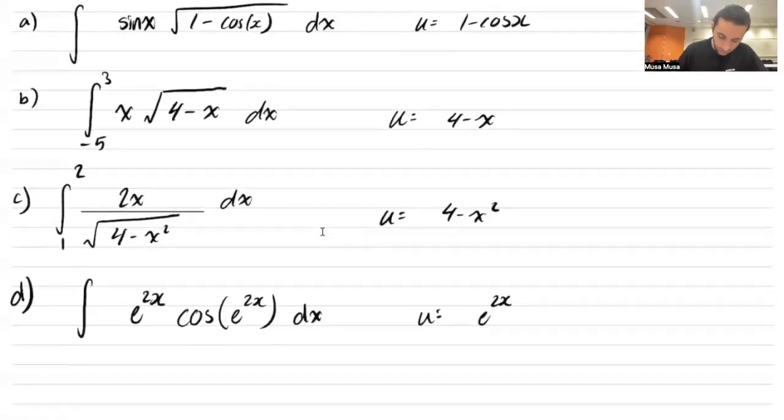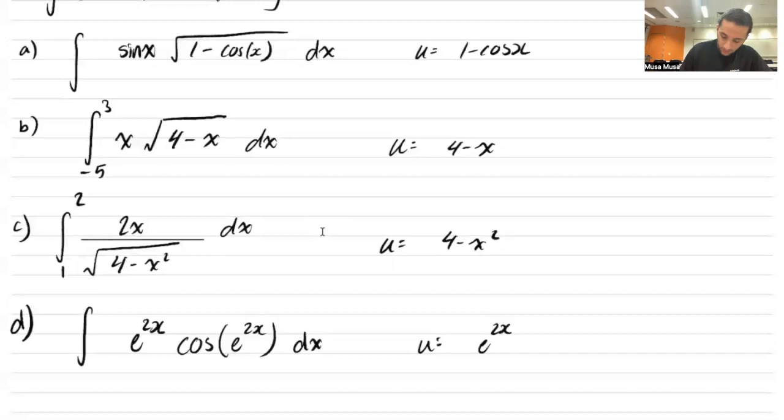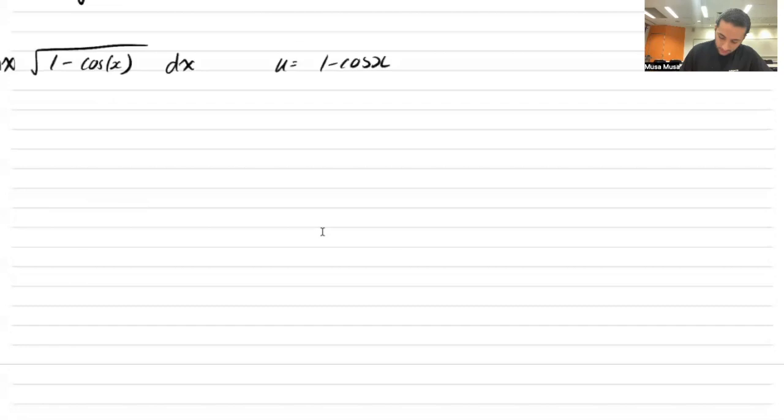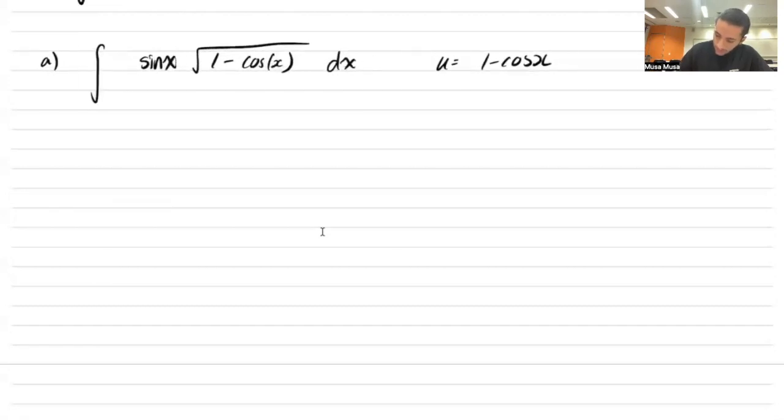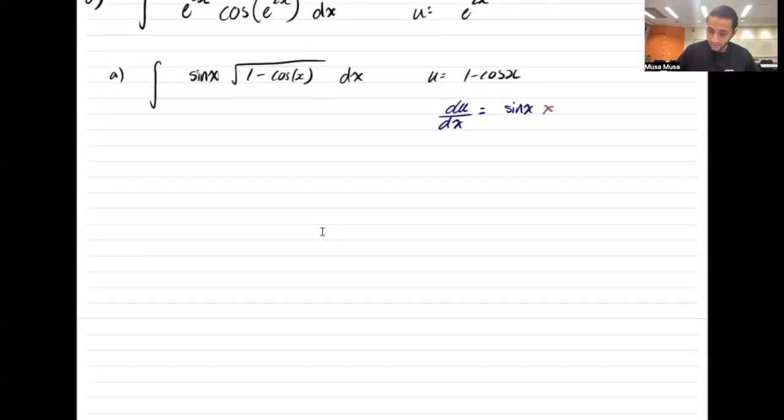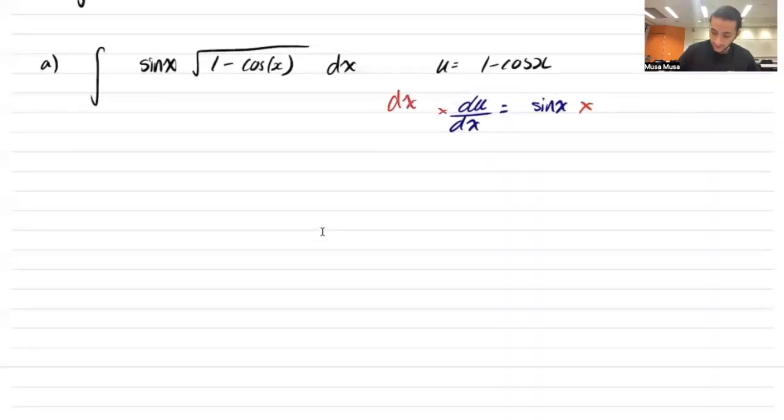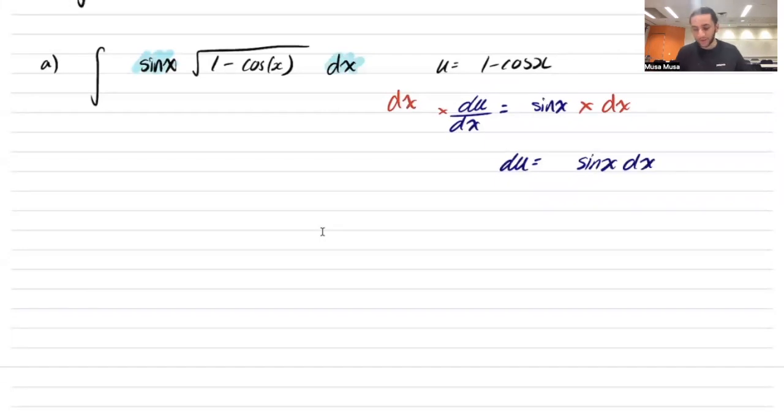Unpause. So for the first one, A, we're going to let u equal 1 minus cos x. So let's take that down to here. If that's that, we can find du dx. The derivative of 1 minus cos x is going to be positive sine x. Multiplying both sides by dx, we're going to get du equals sine x dx. Seems like we have a replacement for this sine x dx. And we have a replacement for the 1 minus cos x.